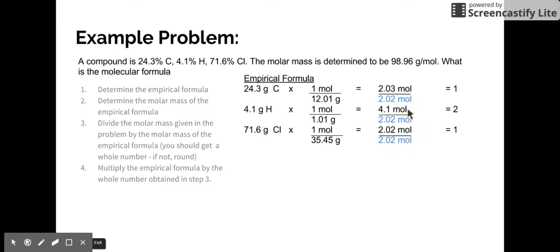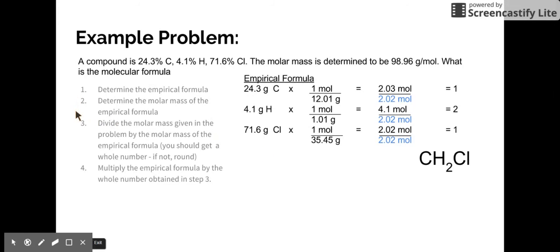Then what it says to do next is to take the smallest mole, so that's this one, chlorine, and divide each of them by the smallest mole. So 2.03 divided by 2.02, that's about 1. Good enough. 4.1 divided by 2.02 is about 2. 2.02 divided by 2.02 is definitely 1. So this gives me a new ratio. This ratio right here is the ratio of our empirical formula. So this is the empirical formula. This is just step 1. It's a 1 to 2 to 1 ratio. All right, let's go to step 2 finally.